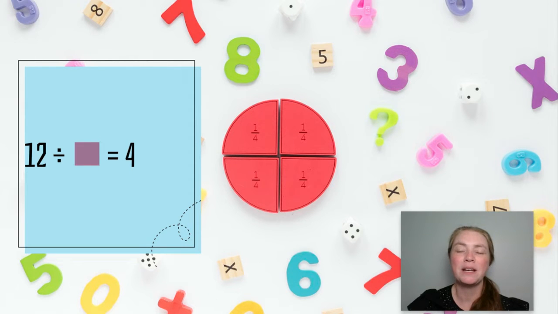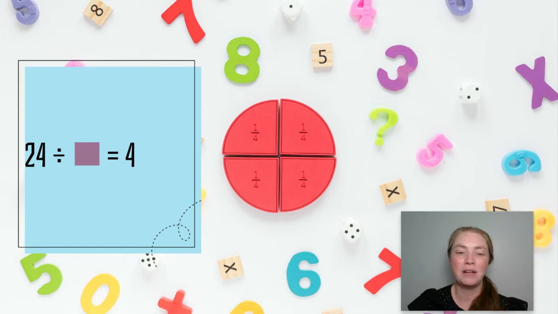12 divided by what number will give us 4? I see the answer on the screen and it's in purple. The answer is 3. 12 divided by what number will give us 1? If you said 12, you are in fact correct. 12 divided by what number is equal to 2? I see that number on the screen and it's in blue. It is the number 6.